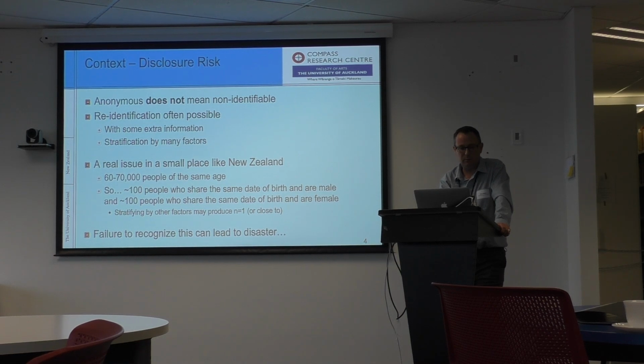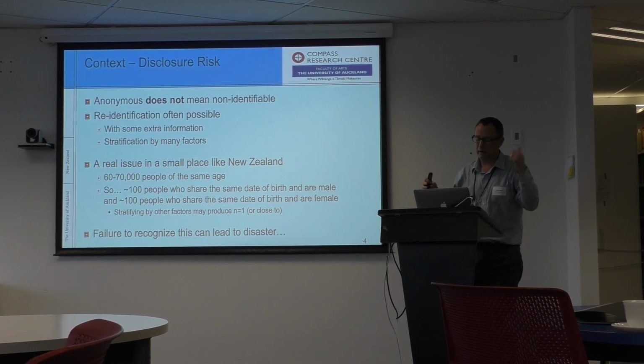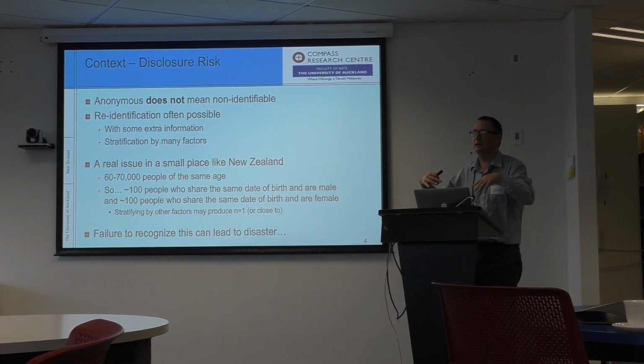Re-identification is often possible, either with some extra information or if you stratify down. And it's one of the reasons Stats New Zealand requires, A, that you sign something saying you're not going to try and re-identify people, and B, even if you tried, you can't release that information because, as I said, you can't release a cell size less than 6.